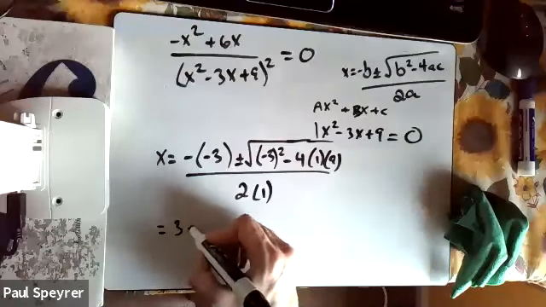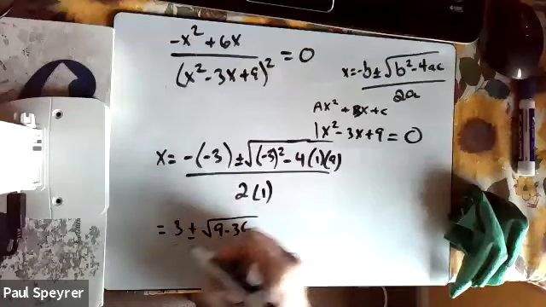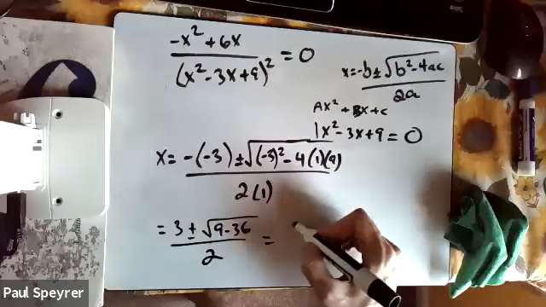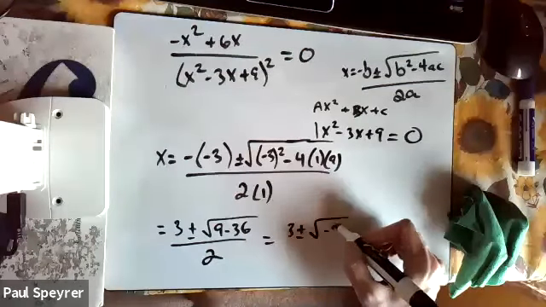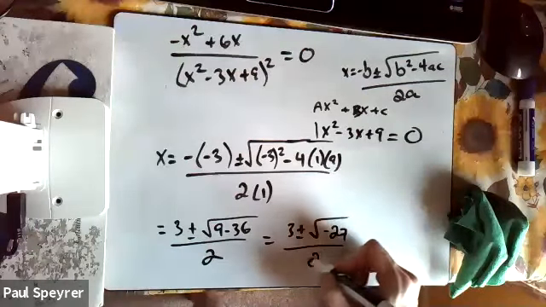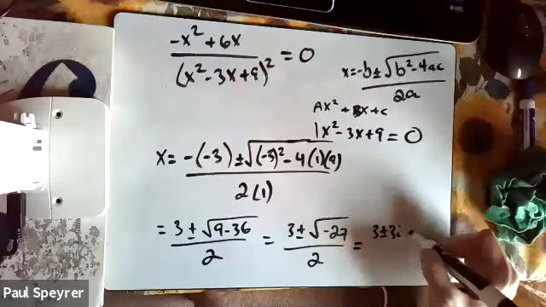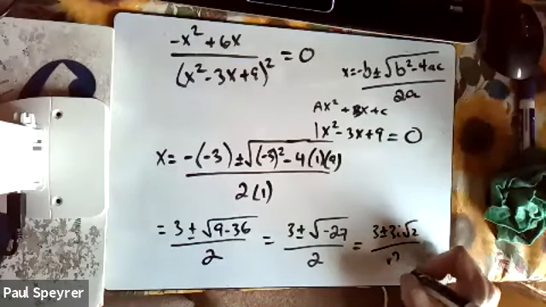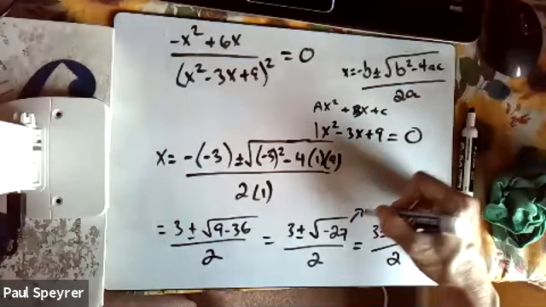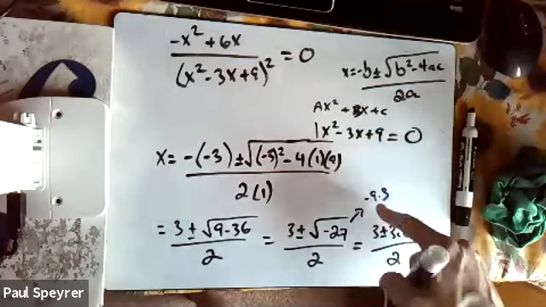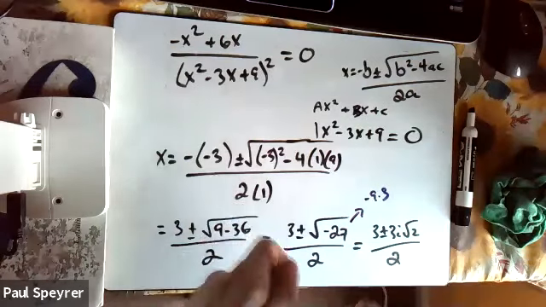You get 3 plus or minus the square root of 9 minus 36, divided by 2. And then we get 3 plus or minus the square root of negative 27, over 2. If we continue to work this out, you get 3 plus or minus 3i root 3 over 2. Remember, I could say this is just negative 9 times 3. The square root of negative 9 is 3i, right? Remember, square roots of negatives are imaginary numbers.